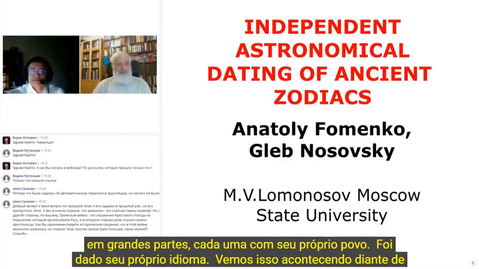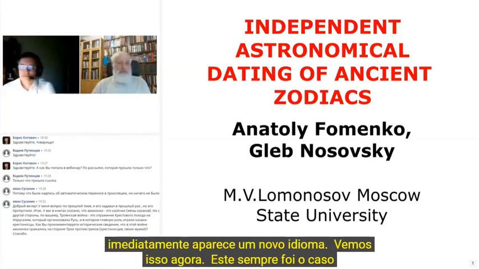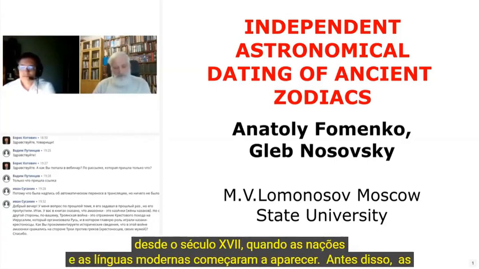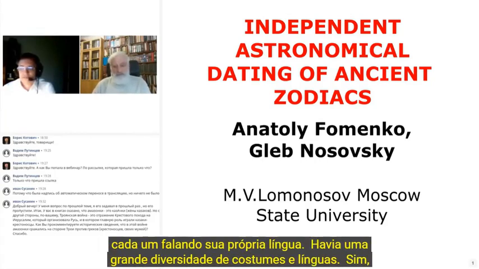We see it happening before our eyes. New nations, countries, and languages emerge. As soon as a new country is formed, immediately a new language appears. We see this now. This has always been the case since the 17th century when modern nations and languages began to appear. Before that, languages had a different meaning, and peoples had a different meaning. They were tribes, each speaking their own language. There was a great diversity in customs and languages.